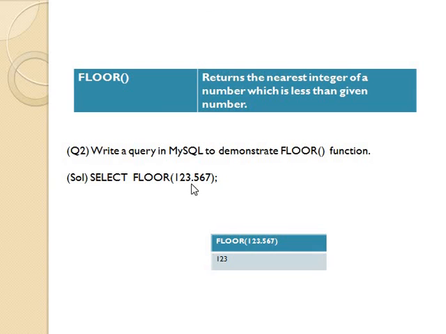Now as this number is a decimal number which is 123.567, so the nearest integer that will be less than this number will be simply 123, because 123 is the nearest integer to this number called 123.567, and that's why it's displayed in the output table under the column floor of 123.567.